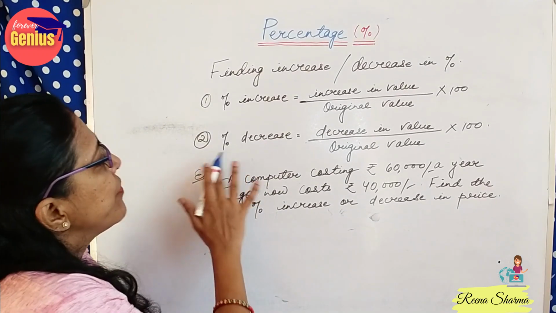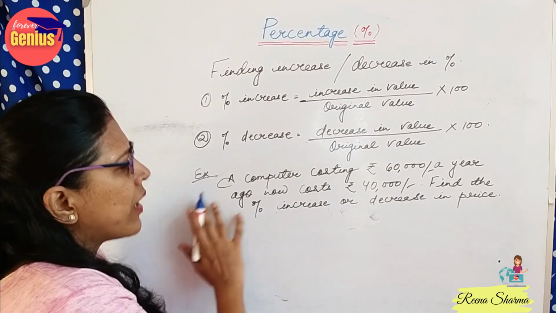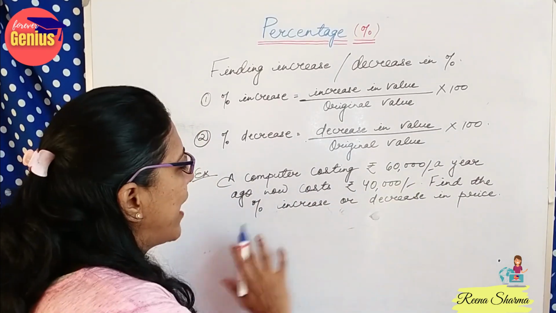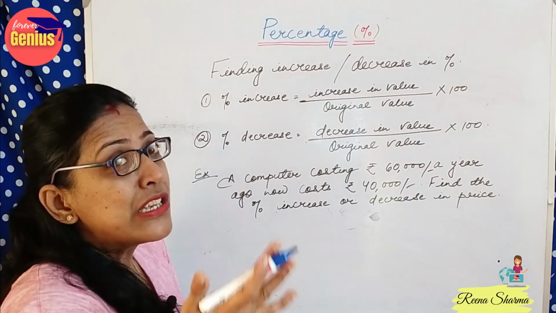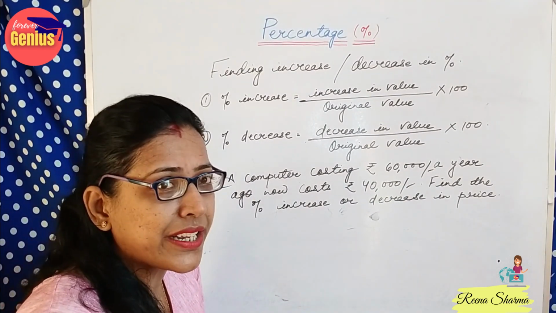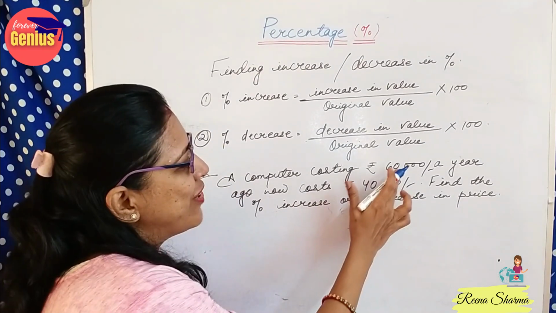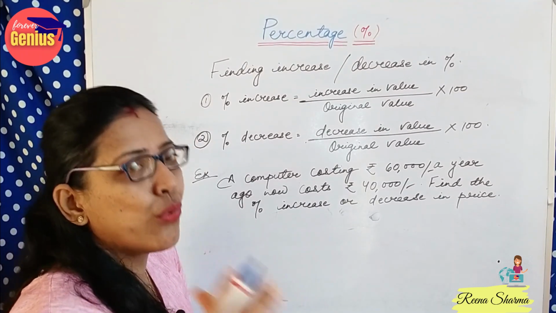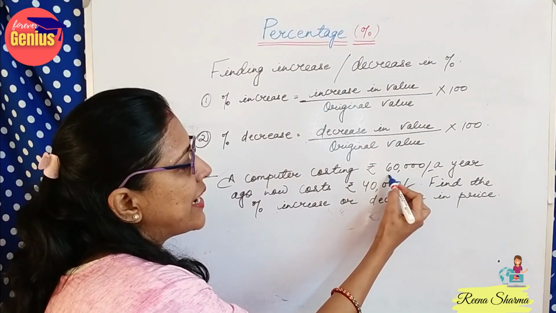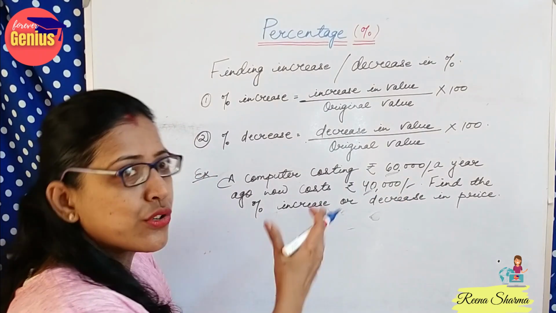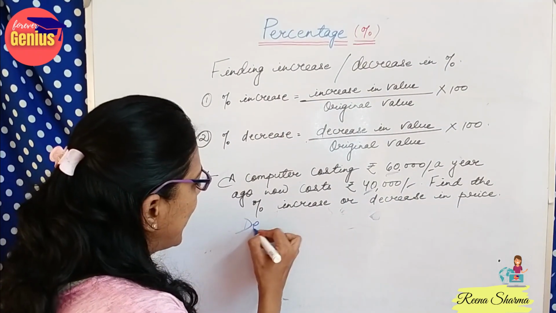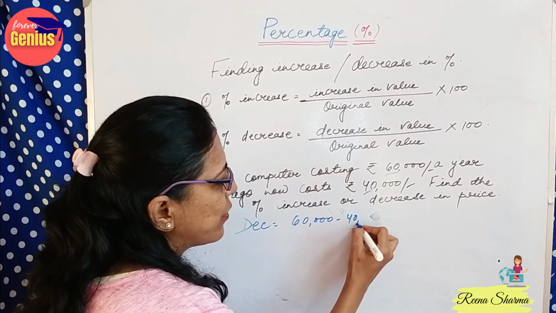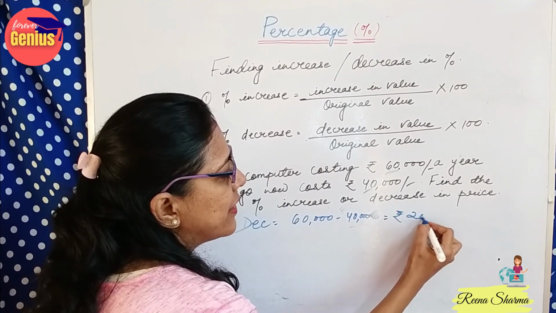So now let's look at an example. A computer costing 60,000 a year ago now costs 40,000 rupees. Find the percentage increase or decrease in price. So in this case, how can we find out the increase or decrease? Yes, you got it correct. First, we will subtract and find whether it is an increase or decrease and what is the value. We can see that it is 60 in the starting and 40 after a year. So it is a decrease. This is equal to 60,000 minus 40,000, which is 20,000.